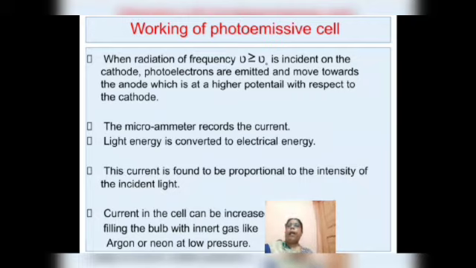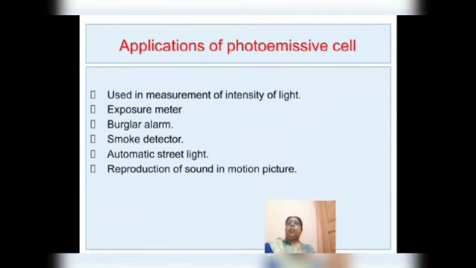In the circuit, the microammeter records the current. That current is known as the photo current. Third, light energy is converted into electrical energy. The current is found to be proportional to the intensity of light. Intensity of light means the number of photons present in the electromagnetic wave. And the current in the cell can be increased by filling the bulb with inert gas like argon or neon at low pressure. Application of photoemissive cells: this cell is used in measurement of intensity of light.